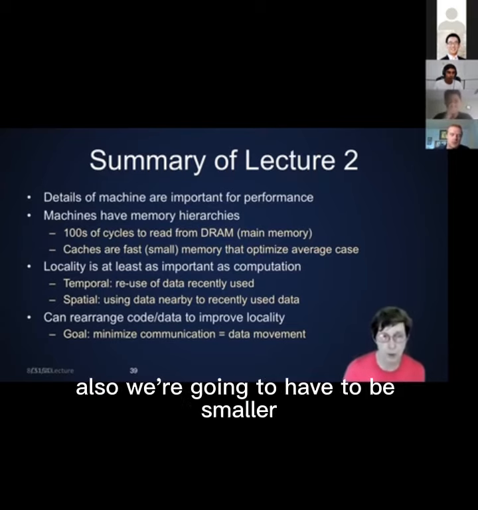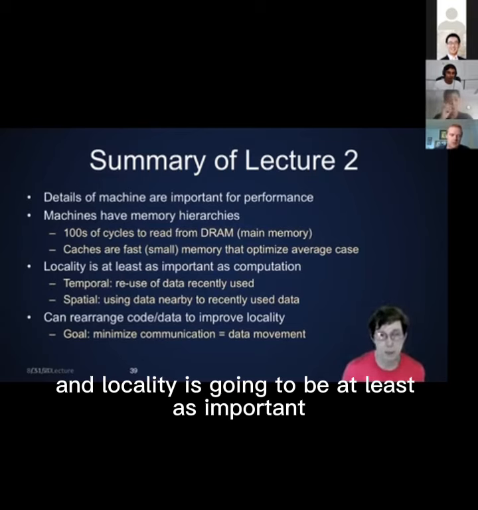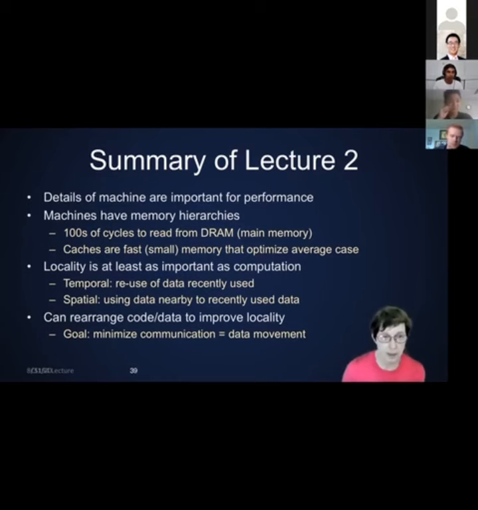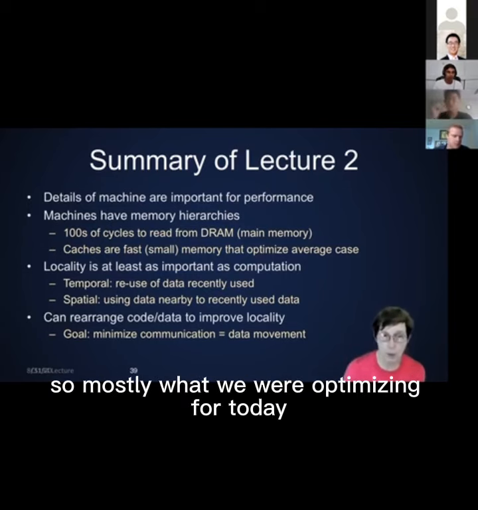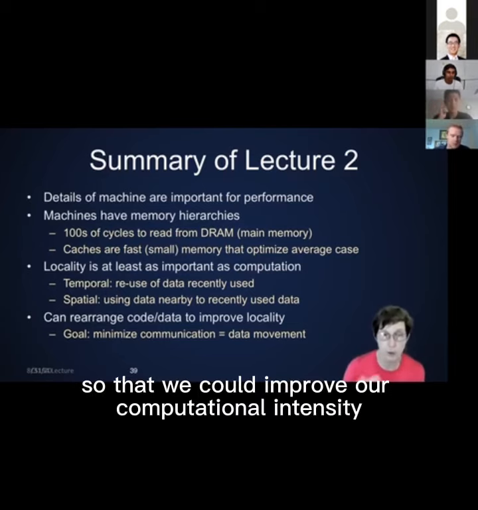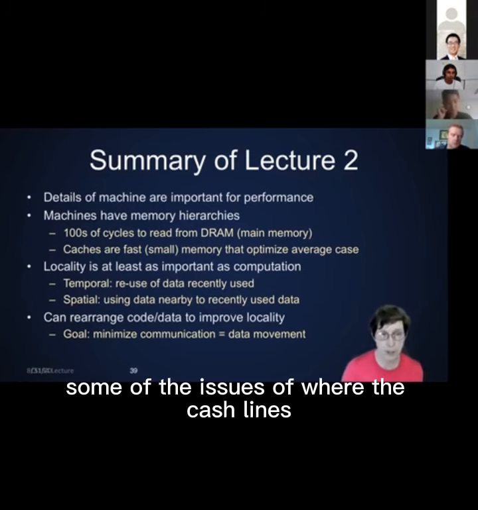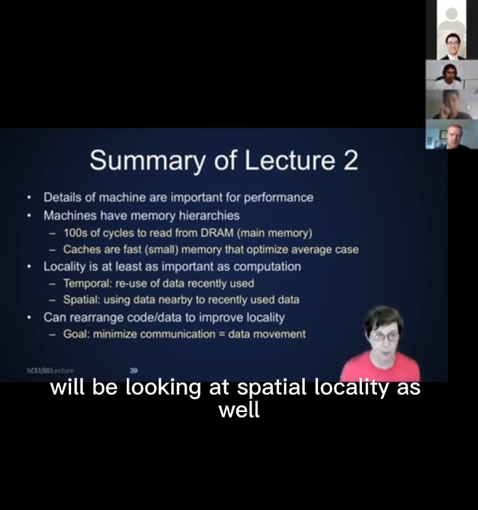But in practice, it does take hundreds of cycles to get to the main memory, and the caches, although they're much faster, also are going to have to be smaller. And locality is going to be at least as important and often more important than computation. We'll worry about both spatial and temporal locality. Mostly what we were optimizing for today was temporal locality, that is reuse, so that we could improve our computational intensity. When you start worrying about what's actually in a cache line, we'll be looking at spatial locality as well.